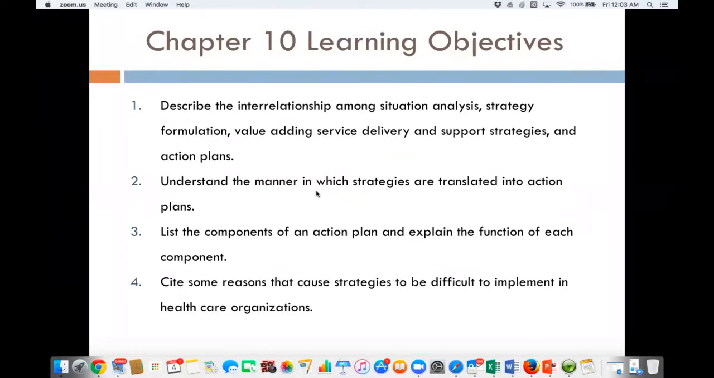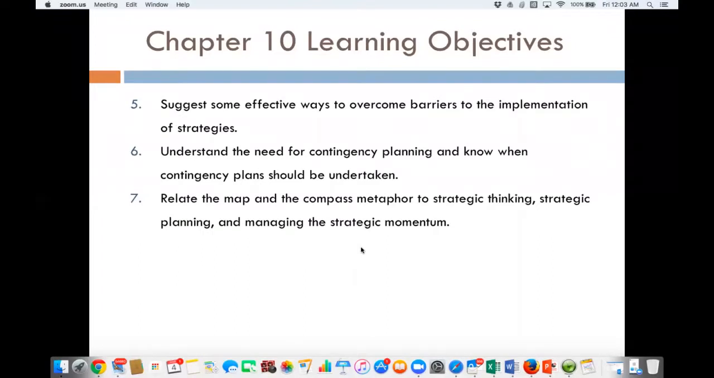Understanding the manner in which strategies are translated into action. List the components of an action plan as well as explain the function of each component. Cite some reasons that cause strategies to be difficult to implement in healthcare organizations. Suggest some effective ways to overcome barriers in implementation of strategies. Understand the need for contingency planning as well as knowing when contingency plans should be undertaken. Relate the map and compass metaphor to strategic thinking, strategic planning, and managing the strategic momentum.